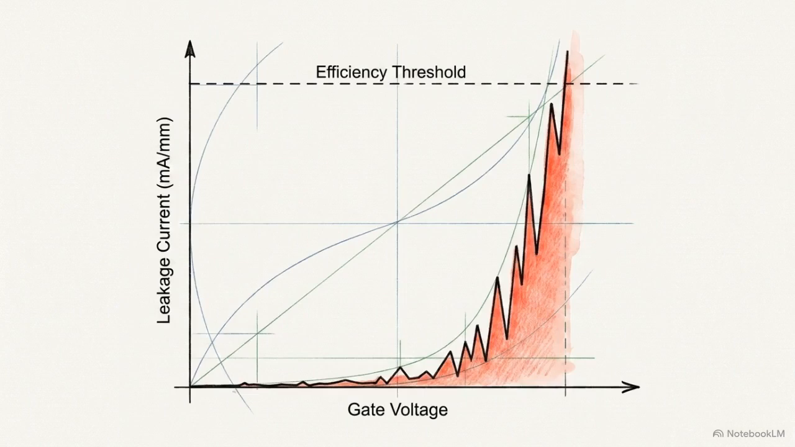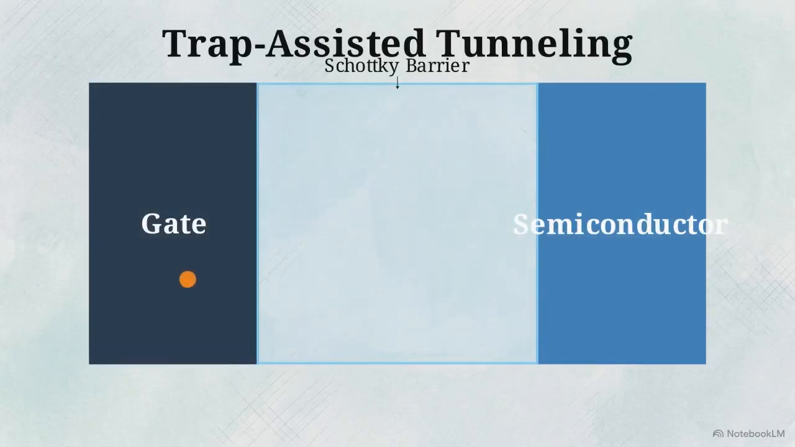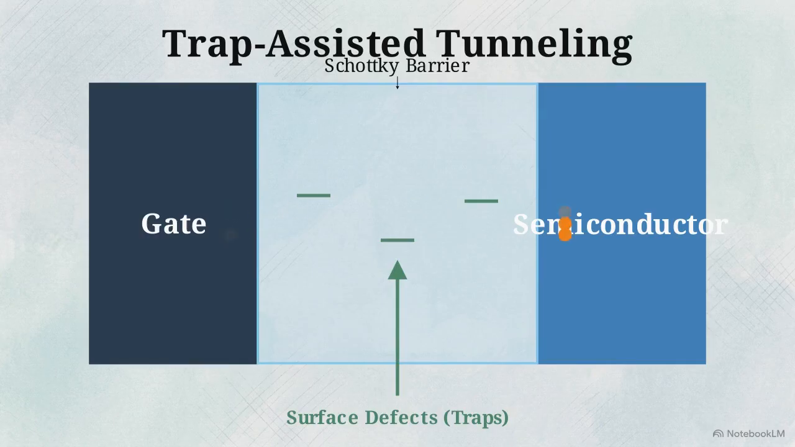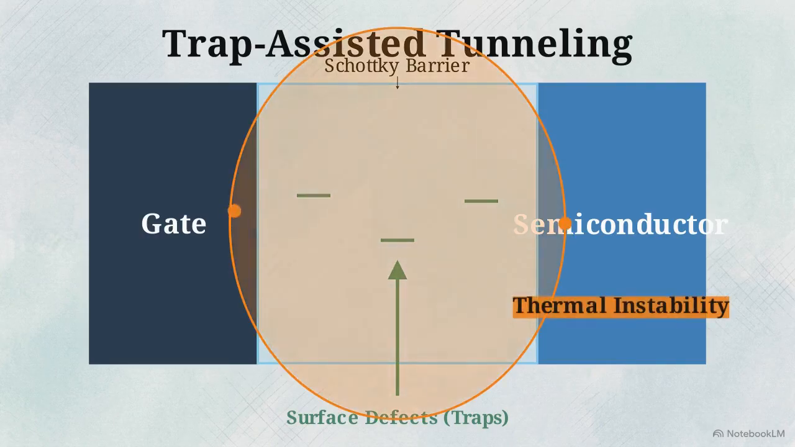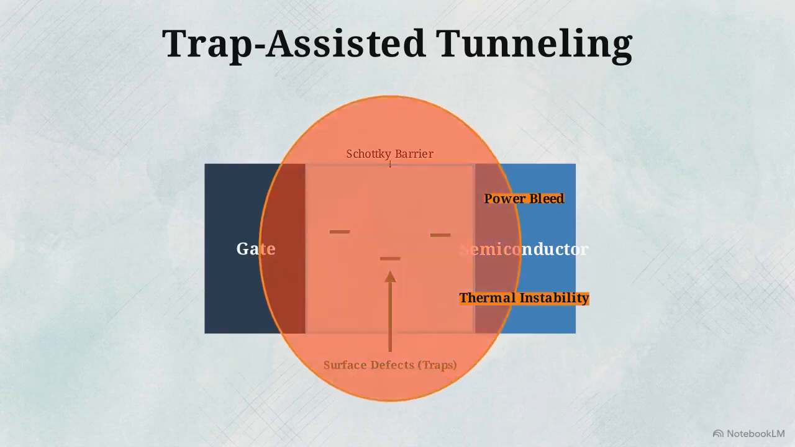They exhibit high gate and drain leakage currents, often losing power in the milliamp per millimeter range. Much of this leakage is caused by trap-assisted tunneling. Electrons bypass the Schottky barrier using surface defects as stepping stones to migrate across the physical gap. This migration bleeds power and introduces thermal instability, making it difficult to maintain efficiency as the technology scales.